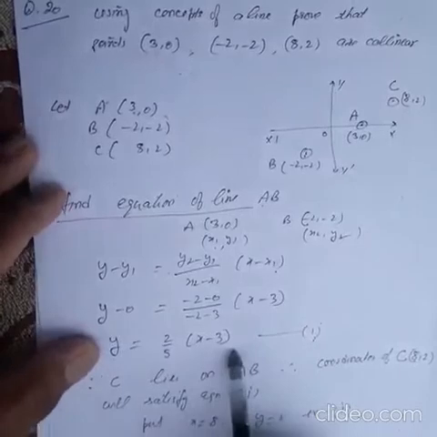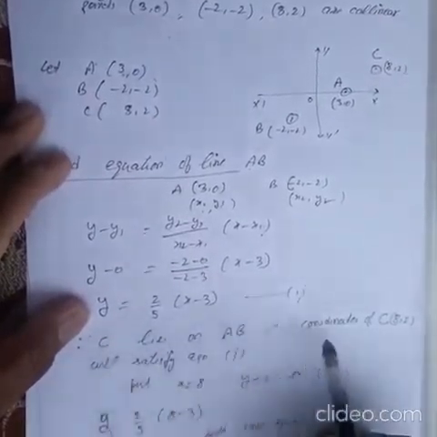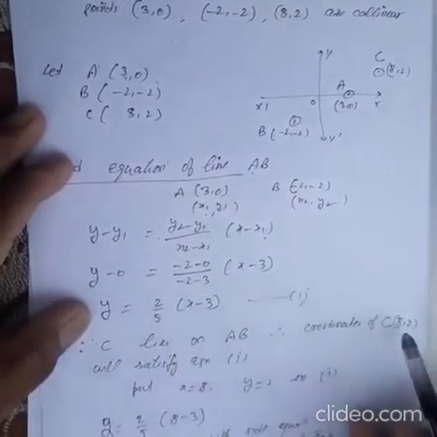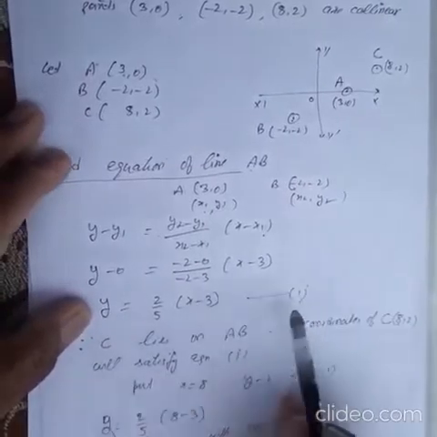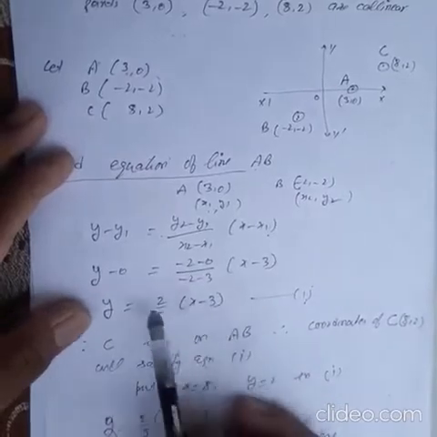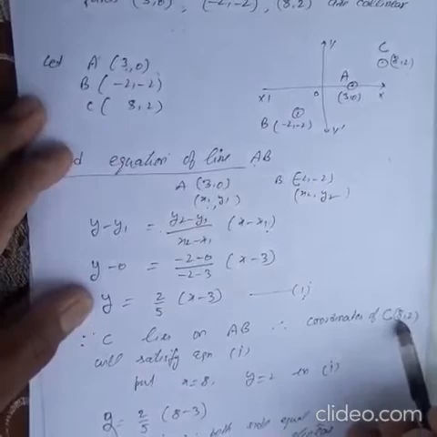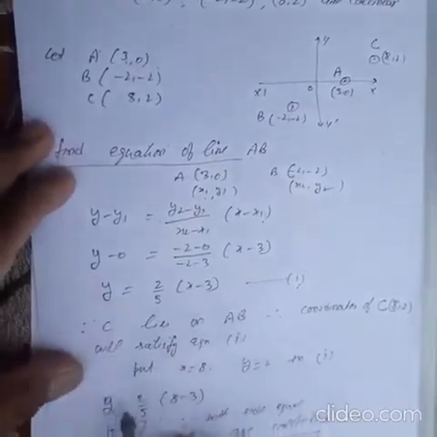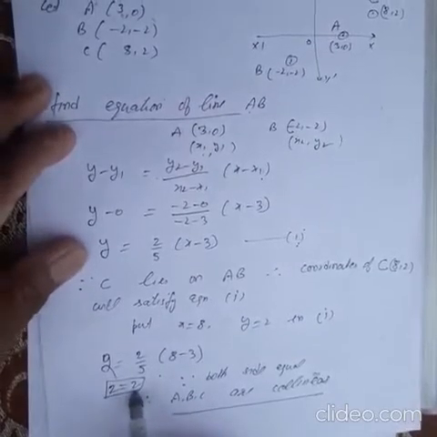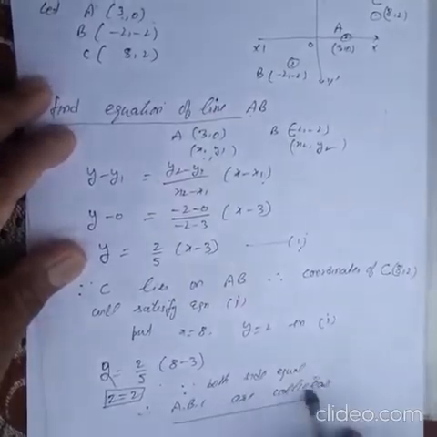This is the equation. Because C lies on AB, the coordinates of C (8, 2) will satisfy this equation. If the coordinates of C satisfy it, then the points will be collinear. If the coordinates of C do not satisfy it, then the points will not be collinear. So it means replace x by 8 and y by 2 in this equation. We have put it here, and because we are getting both sides equal, point C lies on AB and hence A, B, C are collinear.